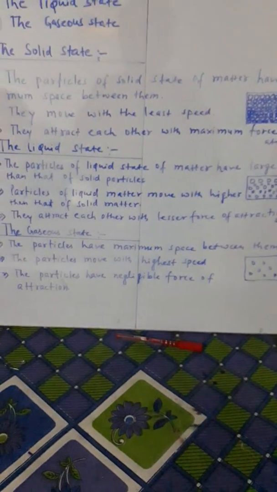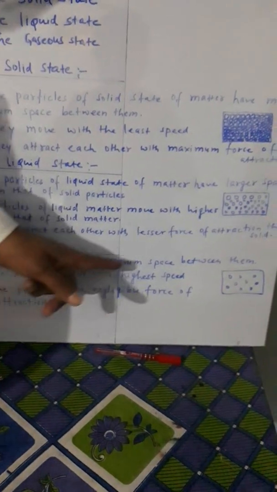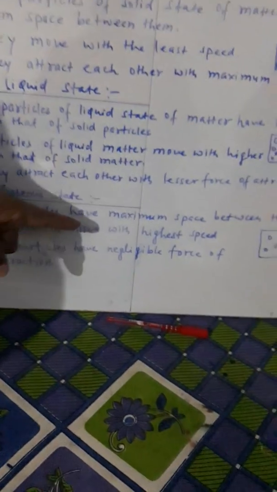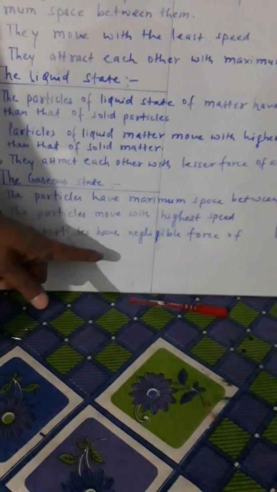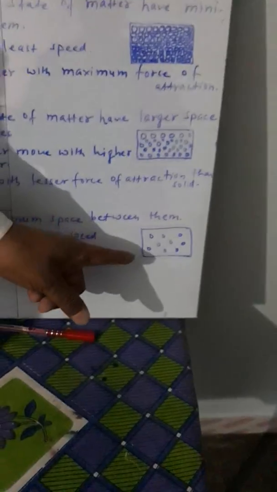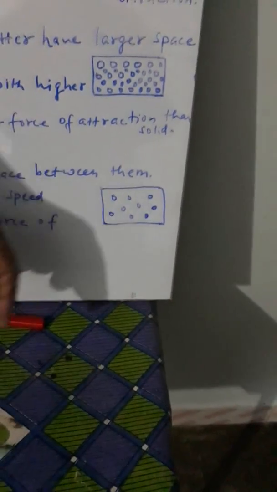In the gaseous state of matter, the particles have maximum space between them. The particles move with the highest speed and have negligible force of attraction. See, the diagram is being shown here. The particles are quite apart from each other, very far away in comparison to solid and liquid.